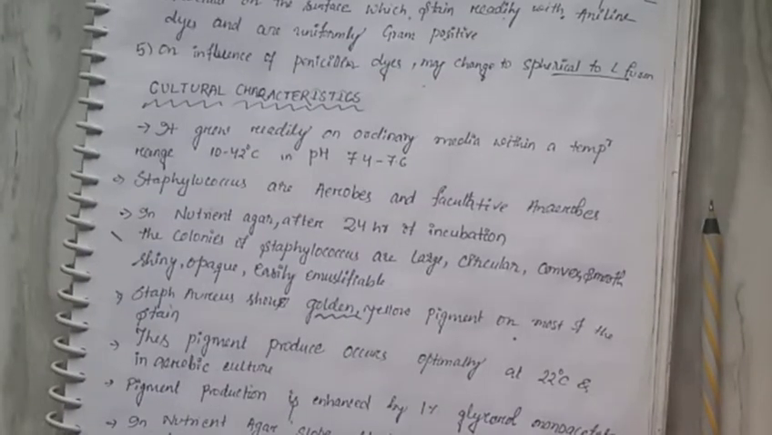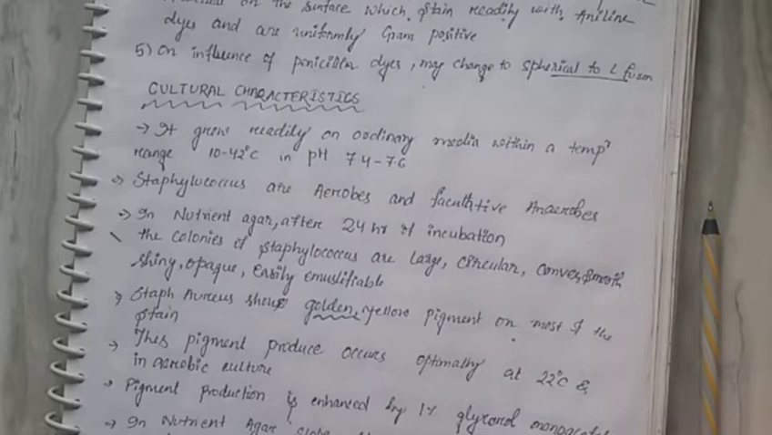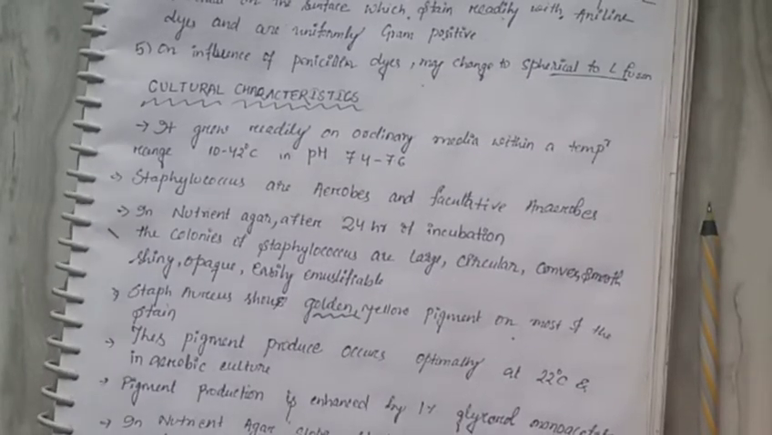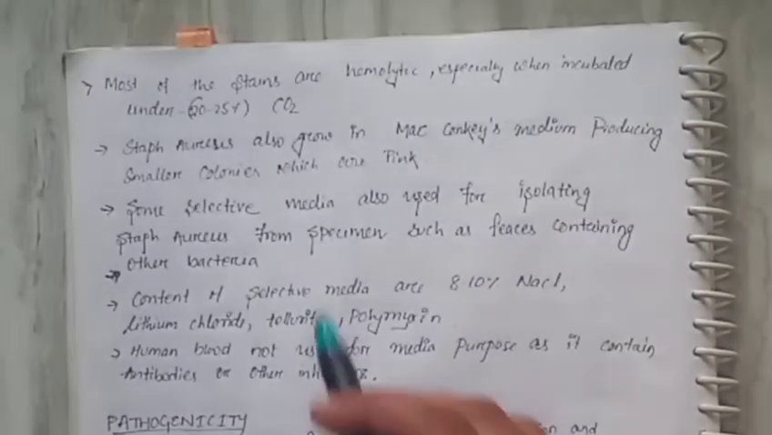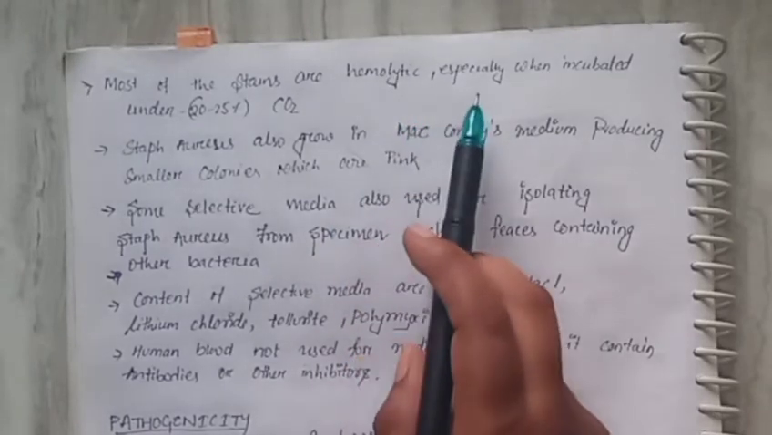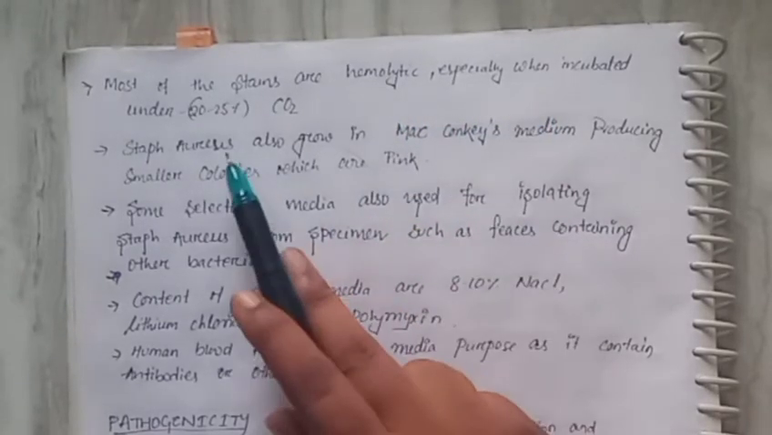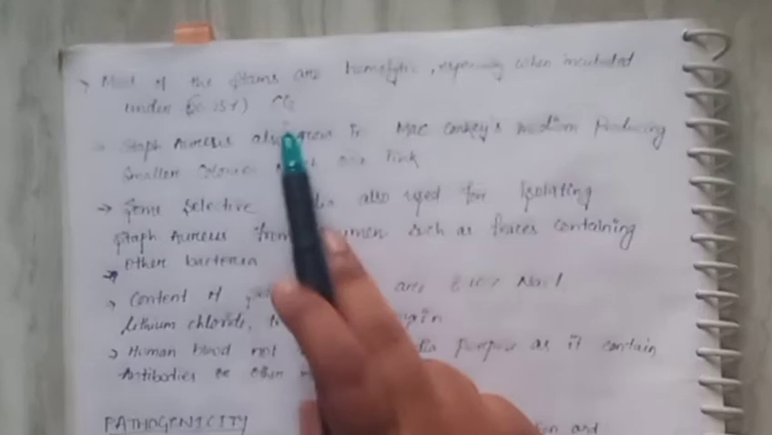having the characteristic of an oil paint appearance. The same result is also found in blood agar, so blood agar is similar to nutrient agar. Now, most Staphylococcus strains are hemolytic, especially when incubated at 20 to 25 degrees centigrade in CO2.